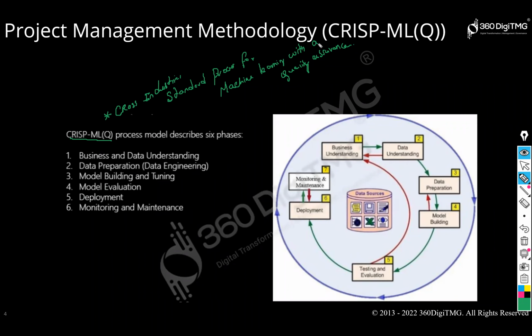We have 6 phases in it, right? Phase 1, business understanding and data understanding. Let us discuss this business and data understanding in detail. So now let us speak about business understanding.